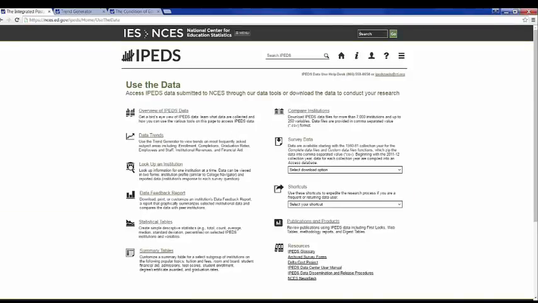So here you're looking at IPEDS, and this is the data center. So you have data trends. You can look up an institution, data feedback reports, and statistical tables, which allow you to build and download, and you can really integrate this into your process. But what I found is this really is the gateway, right? A lot of institutions start here.